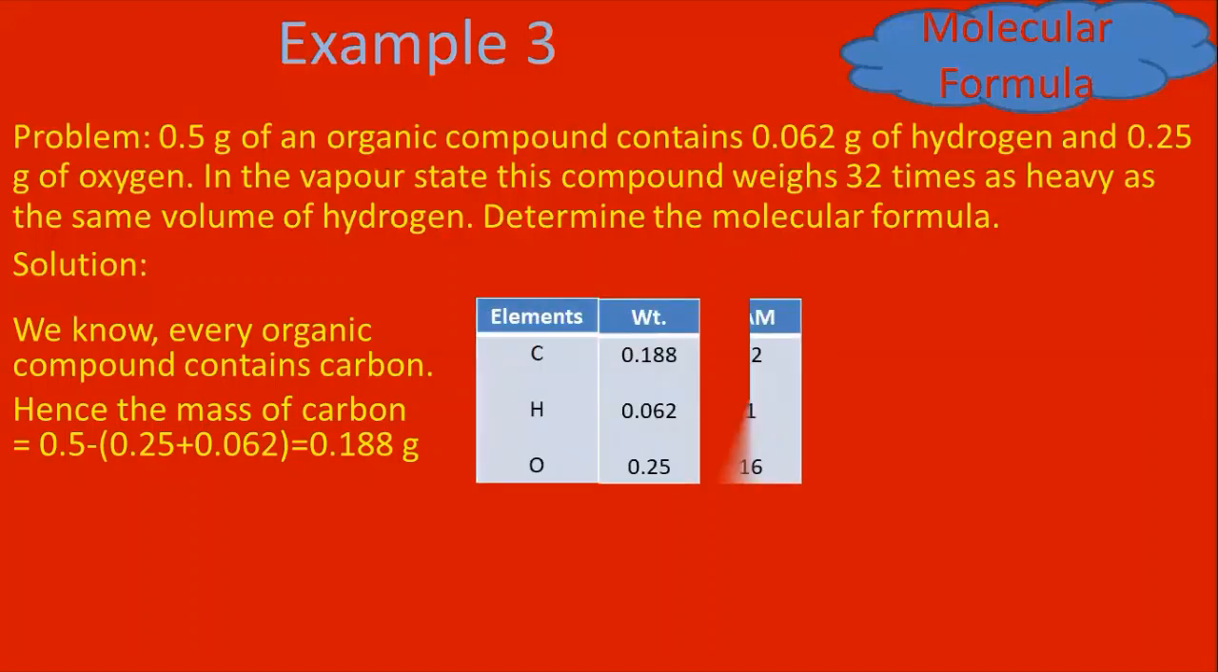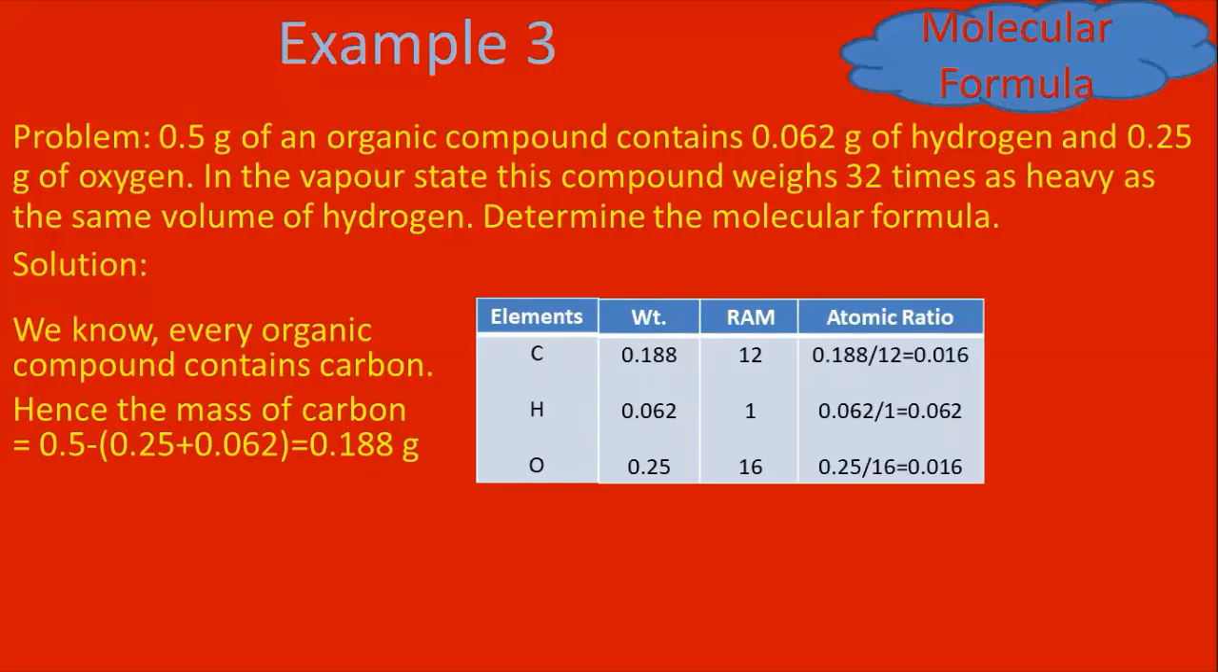Now you can see I am not writing the percentage composition here. The mass as it is given, we can write here. The weight of carbon I have written 0.188, weight of hydrogen 0.062 and weight of oxygen is 0.25, and the relative atomic mass is mentioned. Now the next step is to divide the weight by the relative atomic mass. So here you can find 0.188 divided by 12, which is equal to 0.016. Then 0.062 divided by 1 is 0.062, and 0.25 divided by 16 is equal to 0.016.